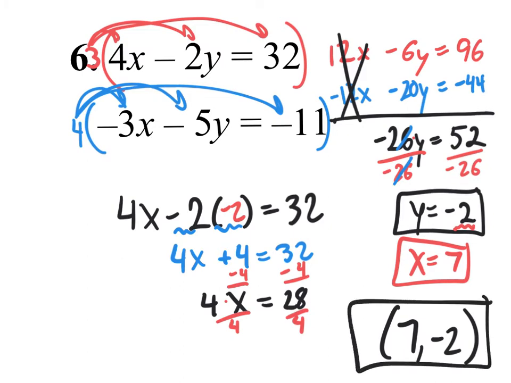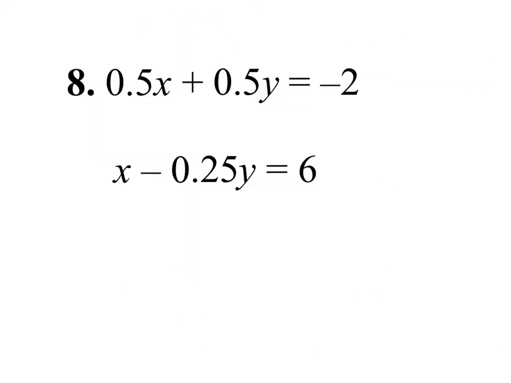Now what does that mean? If I would have graphed the top equation and graphed the bottom equation, they would intersect at the location 7, comma, negative 2 on the xy plane. Let's do another even question, number 8. You know, because of the decimals, whatever, let's do it. We're going to do it.